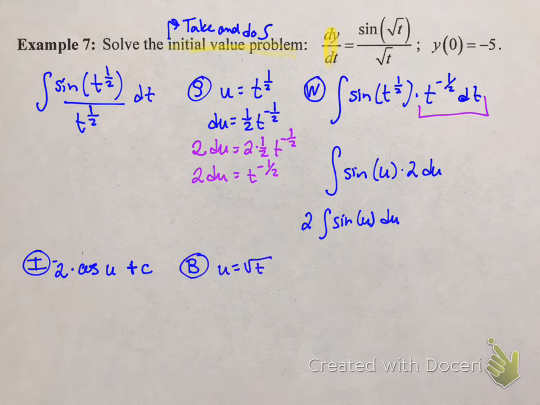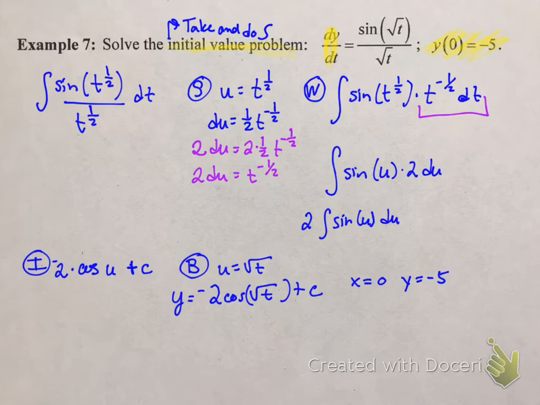So if I write that out, I get negative 2 cosine square root of t plus c. Normally I would be done, but since this is an initial value problem, I need to use the initial conditions to figure out what c is. So if my function is y equals negative 2 cosine radical t plus c, we know that when x equals 0, y equals negative 5, and that's given right up here with this initial condition. I just highlighted where I got this information.